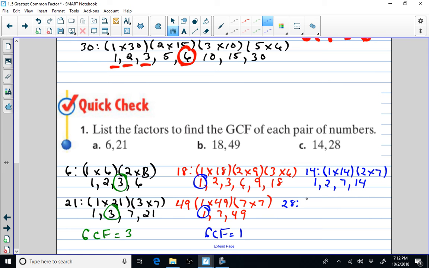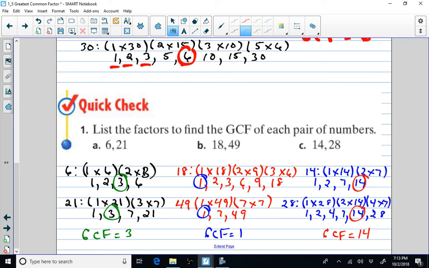We have what? 1 times 28. We have 2 times 14 is 28. And we have 4 times 7 is 28. I list from least to greatest. We have 1, 2, 4, 7, 14, and 28. The greatest common factor, the largest number that appears in both groups of numbers, would be 14. So my GCF, greatest common factor, is going to be 14.